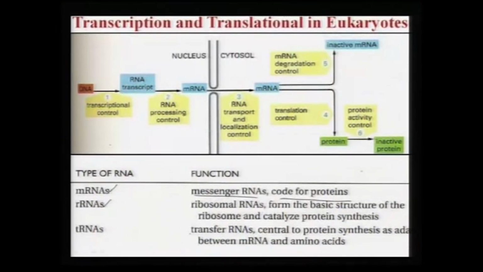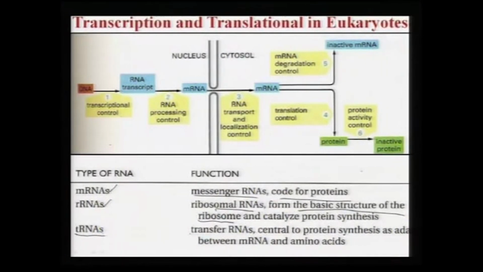Okay. There is another RNA called rRNA, the ribosomal RNAs. Ribosomal RNAs form the basic structure of the ribosome. What is the ribosome? The ribosome is the protein synthesis unit which is in the cytoplasm, outside the nucleus. And there are tRNAs, the transfer RNAs, which are central to protein synthesis, acting between mRNA and amino acids. So there are 3 important RNAs: mRNAs, rRNAs, and tRNAs.